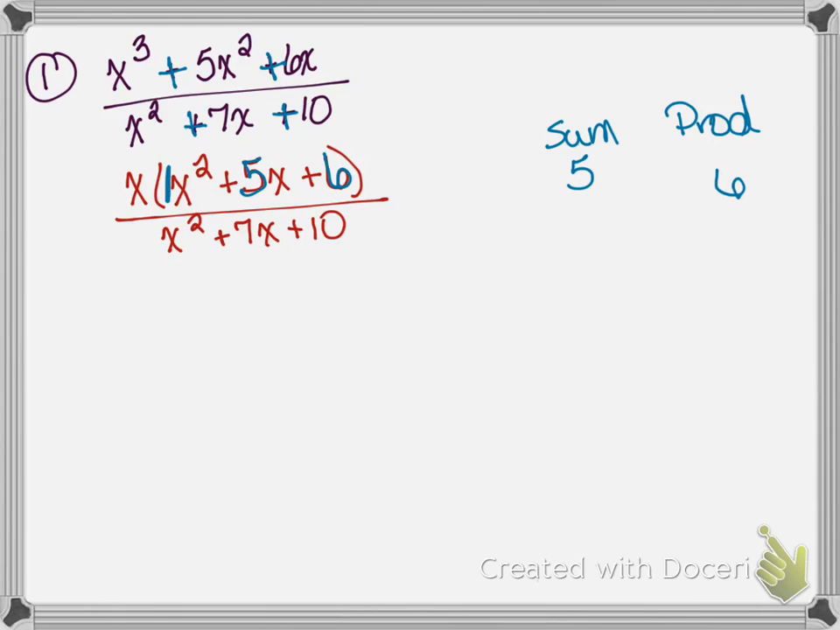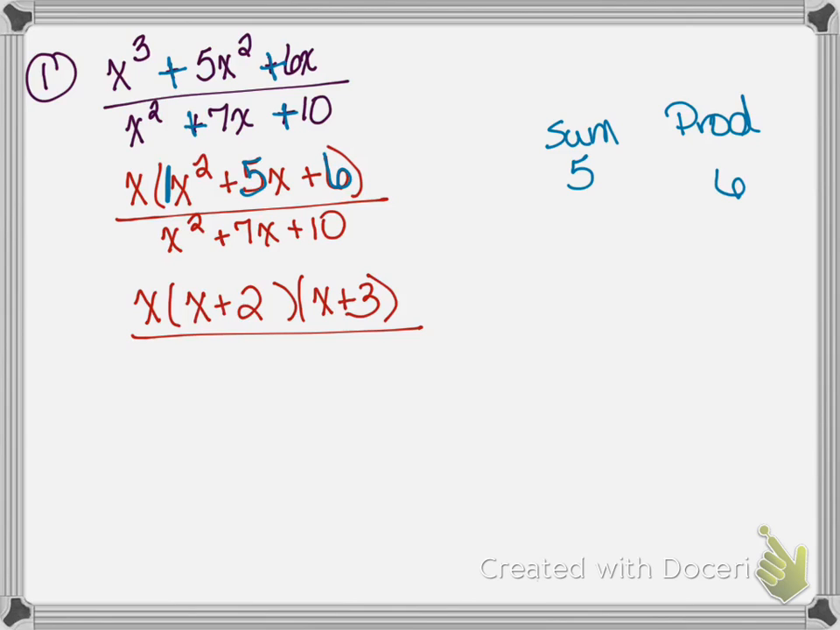What happens is students lose that x. When they factor the x squared plus 5x plus 6, they forget to bring down that x. That's what happens with that one. So remember to bring that x down. Then I've got x plus 2 and x plus 3, okay?